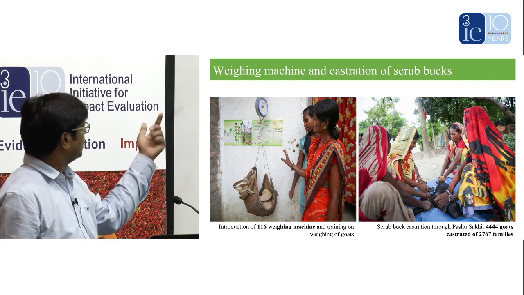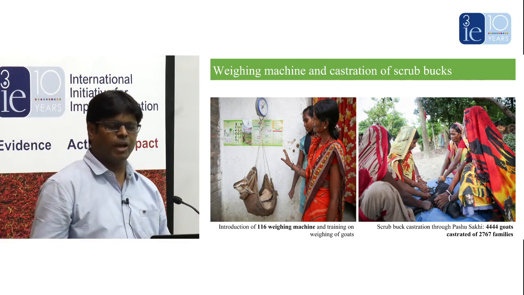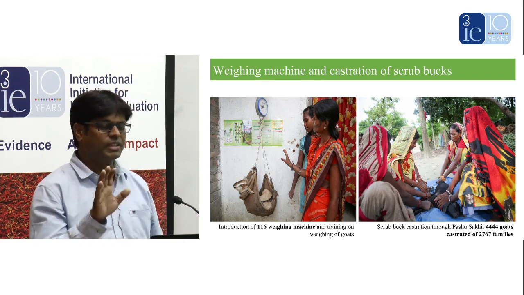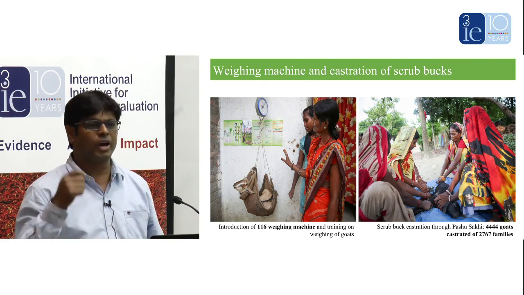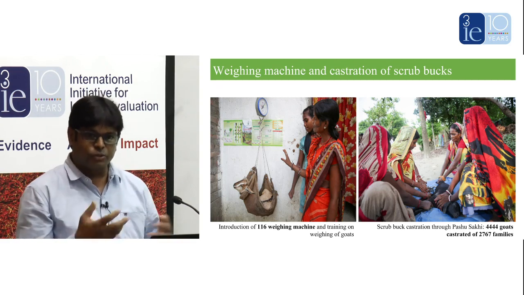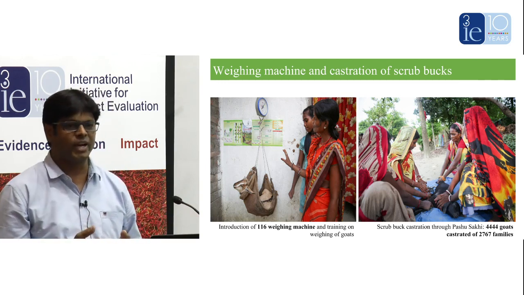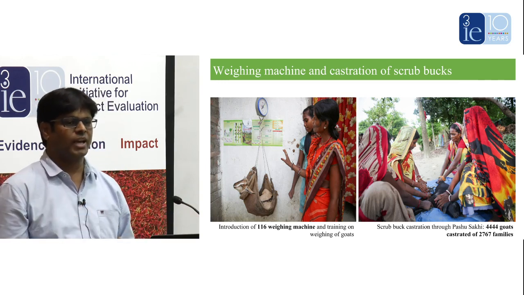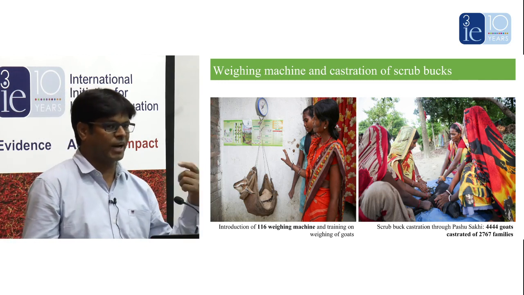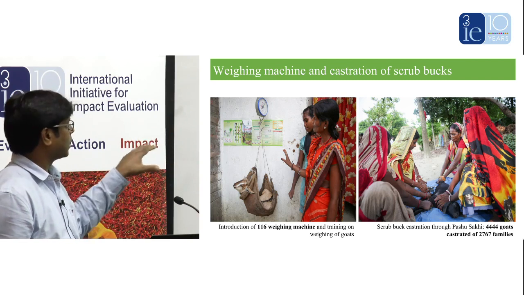So we have introduced this weighing machine. 116 weighing machines we have introduced, and we make the community realize what the weight of their goat is, how much they can ask the buyer for, and that they can negotiate. So this is also a gender component. We are trying to make them negotiate with the buyers so that they can get a fair price and understand what price they can get from the buyer. Right? So this is the activity we have introduced on the ground.